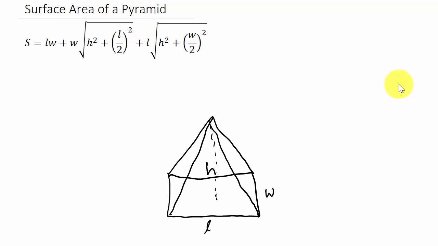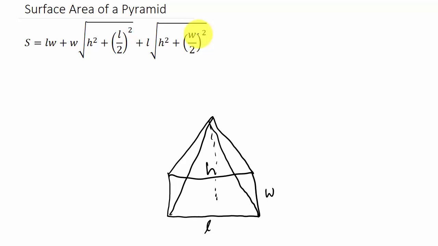Alright, so in this video, let's take a look at finding the surface area of a pyramid that has a rectangular base. You can see it's a pretty big formula. The surface area is length times width, plus w times the square root of h squared plus l over 2 squared, plus l times the square root of h squared plus w over 2 squared.